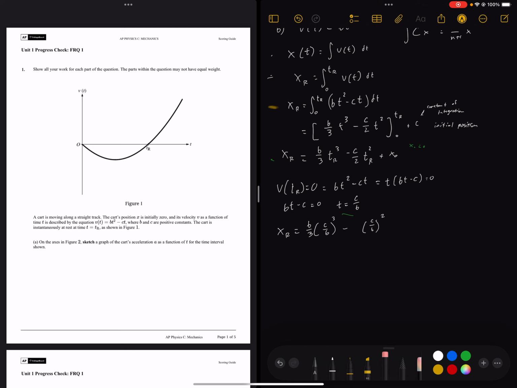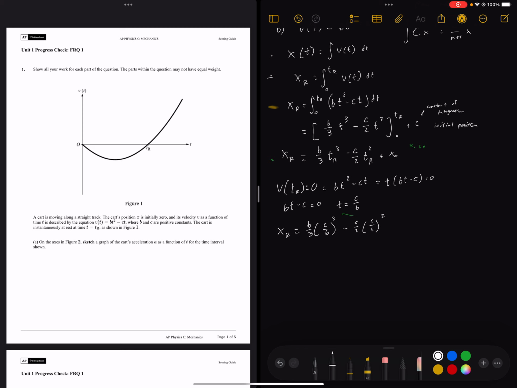It is very late at night. I am going to try to make fewer errors. Okay, so again, here's my position function: b over 3 tr cubed minus c over 2 times tr squared. And I just plug in my value for time into the function, and now let's evaluate it.